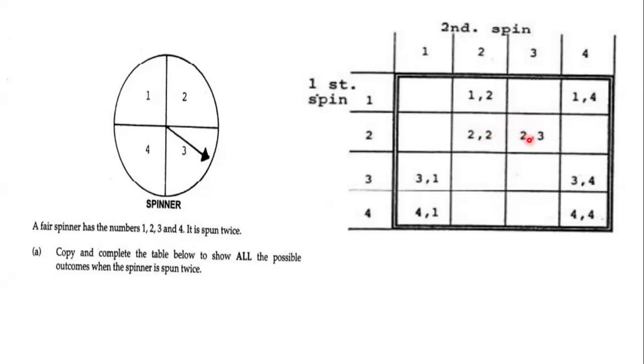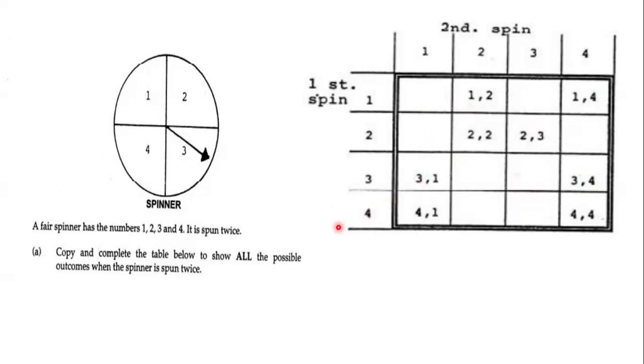This outcome means that the first time we spin the spinner, it lands on 2, and the second time it lands on 3. 3, 1 means that the first time we spin it, it lands on 3, and the second time it lands on 1. 4, 1 means that the first time we spin it, it lands on 4, but the second time it lands on 1. 3, 4 means it lands on 3 first, and then 4 second. And then 4, 4 means it lands on 4 first, and then 4 second. And so we have some outcomes that are missing, and so we have to fill them in.